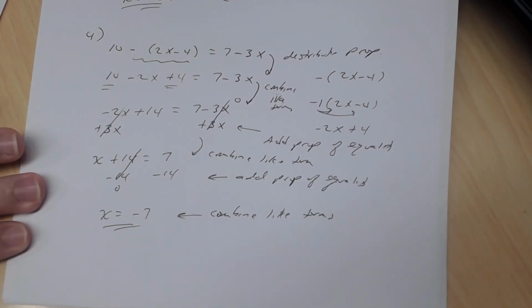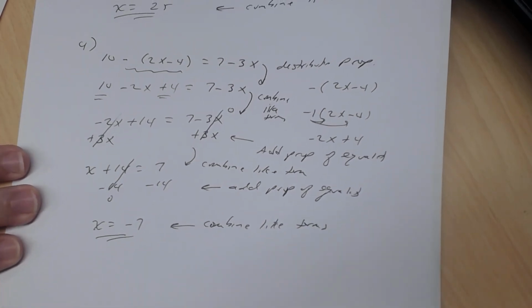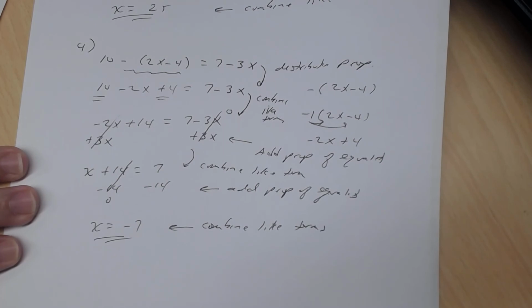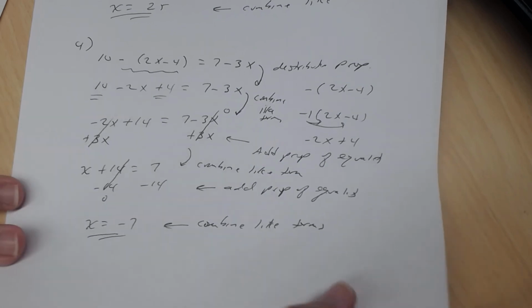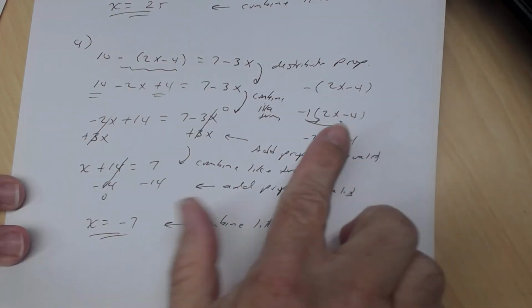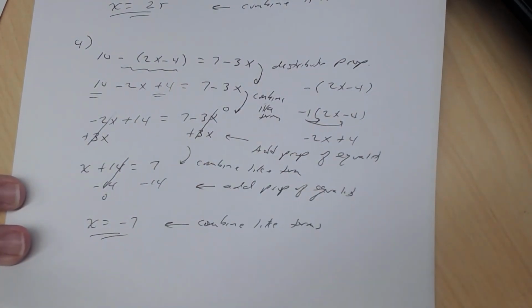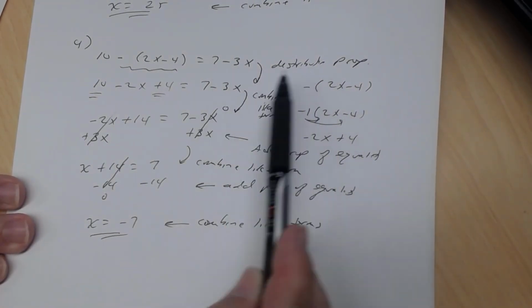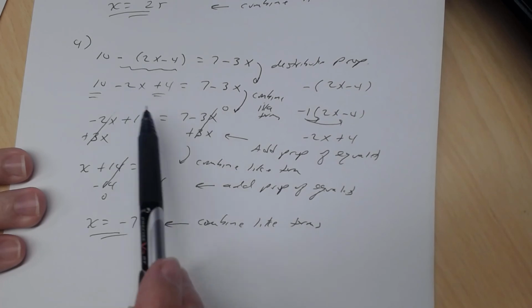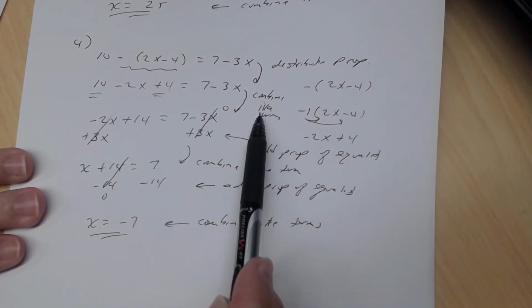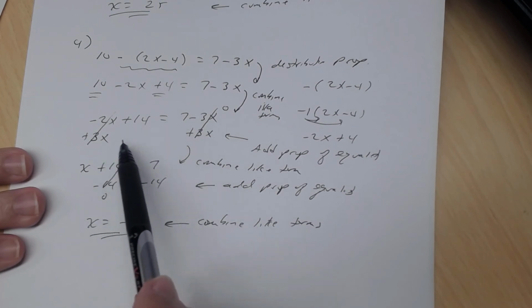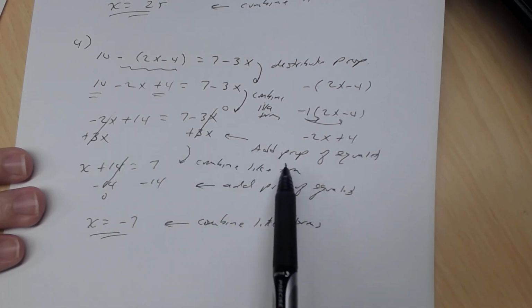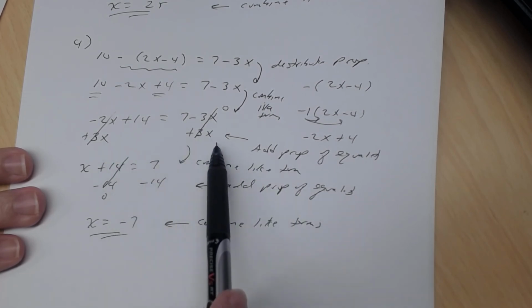Okay, so that should be enough examples to get you through the problems dealing with parentheses. So use this as a guide. And notice when you do the assignments, there's a process. We did the distributive property. We combine like terms, that's the next thing you want to do if you can. Then you're going to do the addition property of equality one step at a time.